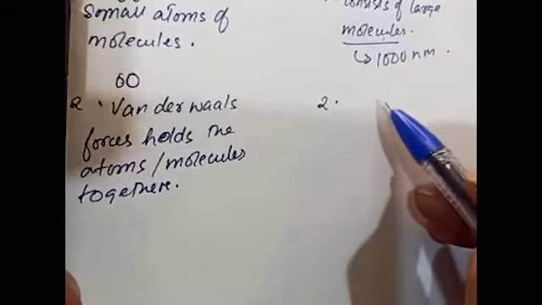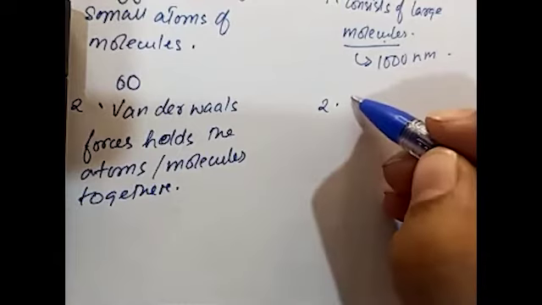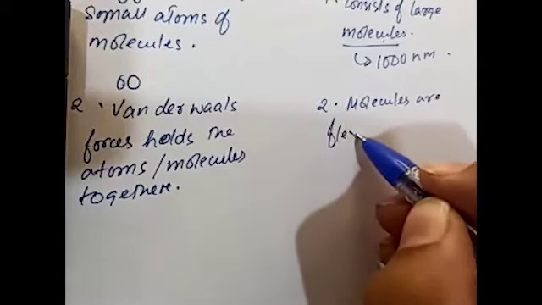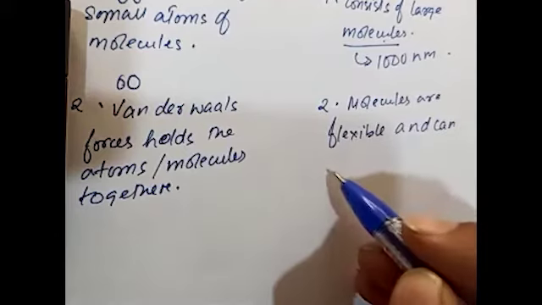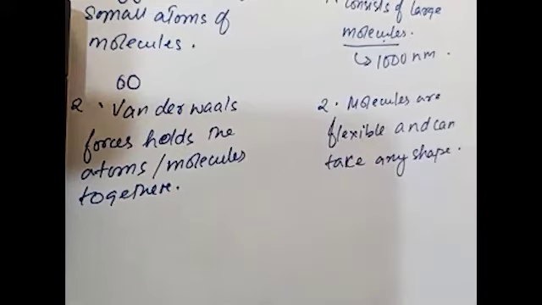In the case of macromolecular colloids, there is no question of a binding force, because a molecule in itself qualifies as a colloid. So here the molecules are flexible and can take any shape. Molecules are flexible and can take any shape. So this is describing macromolecular colloids.